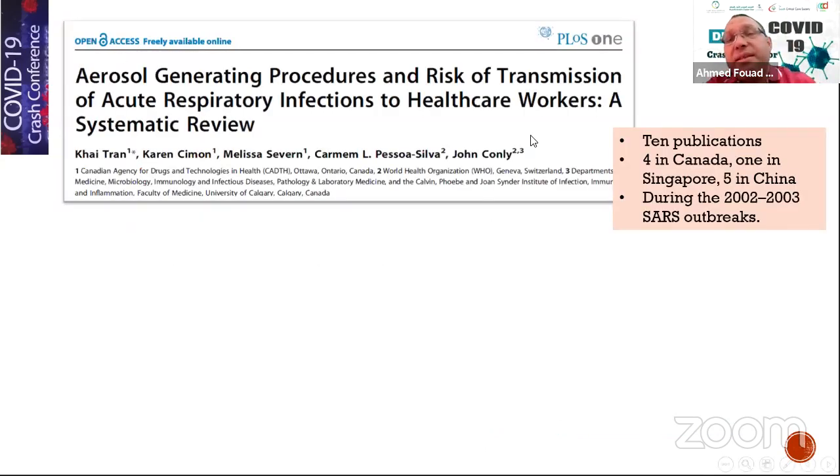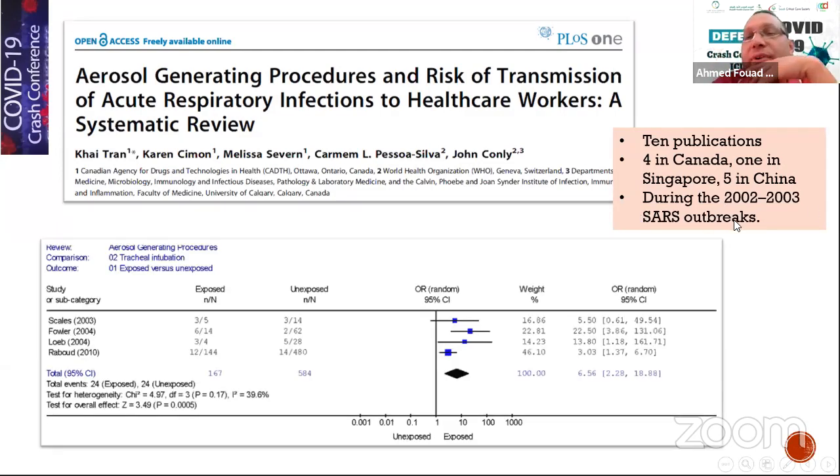We did find in a meta-analysis systematic review, checking the risk of transmission of acute respiratory infection for healthcare workers with the procedures, a Canadian study done over 10 publications from Canada, Singapore and China. This is early, not related to COVID. They did find that patients with endotracheal intubation were at least 6.5 times more likely to get infected than those who were not exposed to endotracheal intubation.